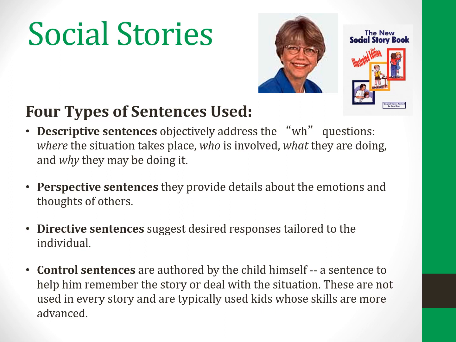We also, with social stories, will often have a perspective sentence. So this helps to give the child some insight into the emotions or thoughts that other people might be having in a situation. The directive sentence is going to tell them the replacement behavior, what they should be doing, instead of whatever behavior it is we're trying to reduce or change. And then the last part might be a sentence that your child writes that says, now I know I don't have to do this, I can do this instead.